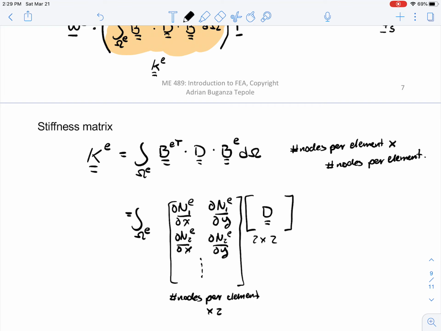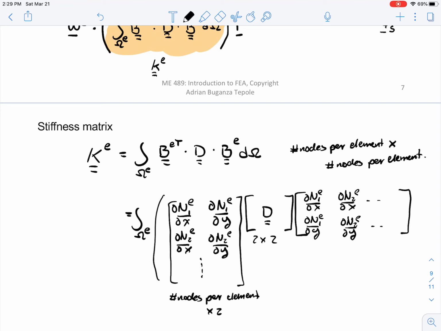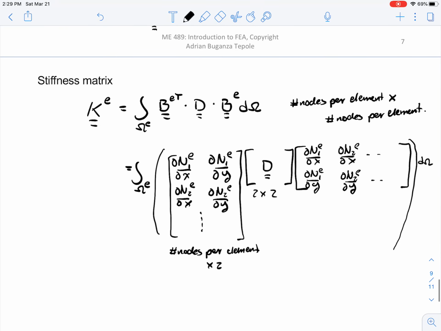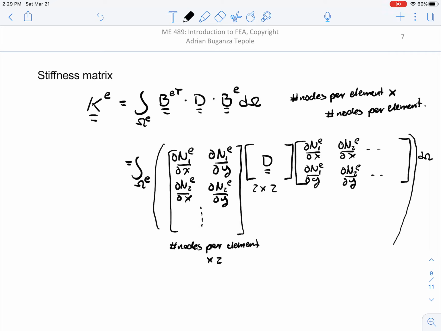If it's isotropic, for example, you will have the identity matrix times a single scalar for the conductivity, times the other B matrix, which will be dN1^e/dx, dN1^e/dy, dN2/dx, dN2/dy, and so on. And you basically have to integrate this, and for integrals, Gauss quadrature. Oh, sorry, I forgot to say, this is 2 times number of nodes per element. So if you carry out this multiplication, you will end up with this big matrix, which is number of nodes per element times number of nodes per element.